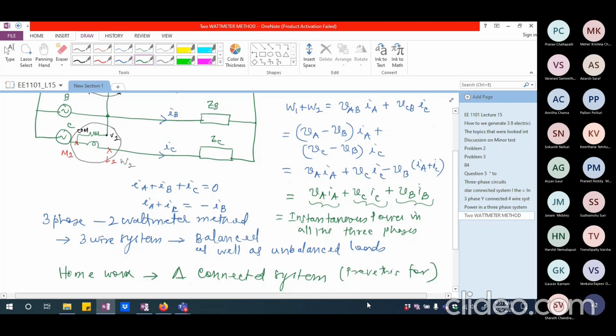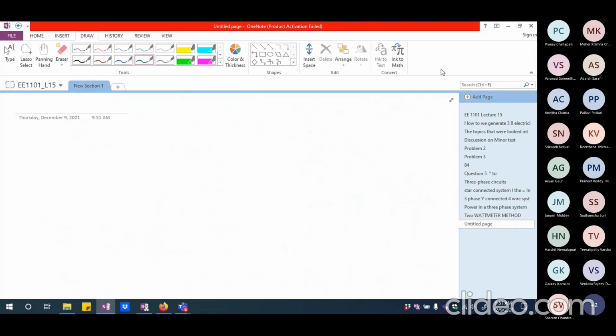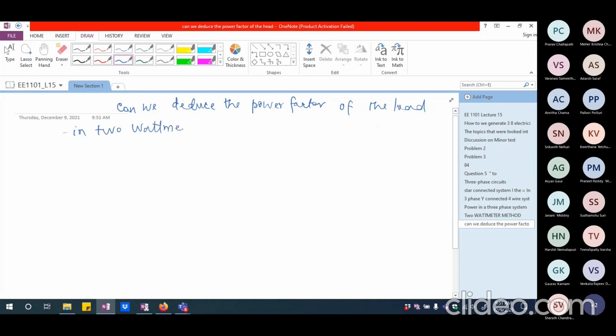Now, let me try to take the 2 wattmeter method a little more carefully so that I would be able to infer the power factor. So, can we deduce the power factor of the load in the 2 wattmeter method if the load is balanced?